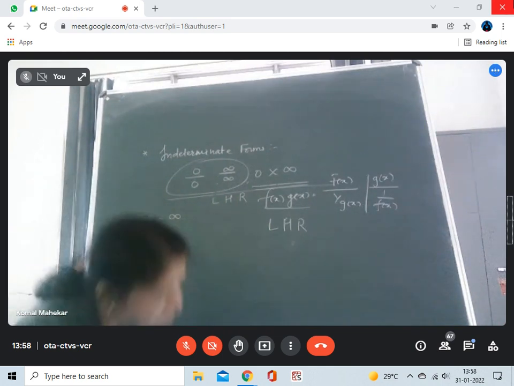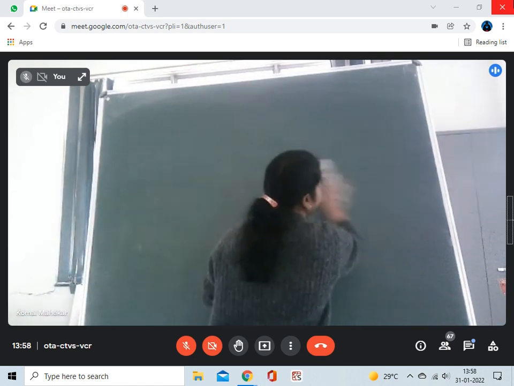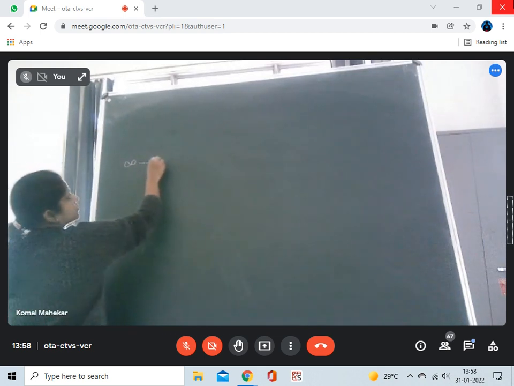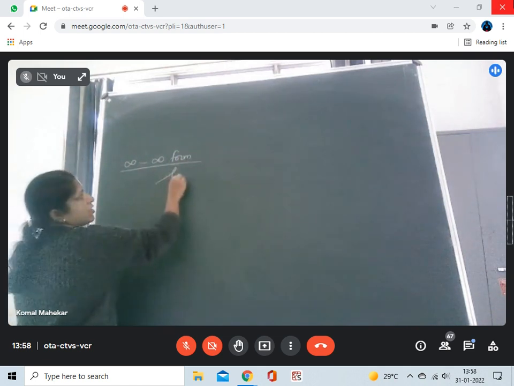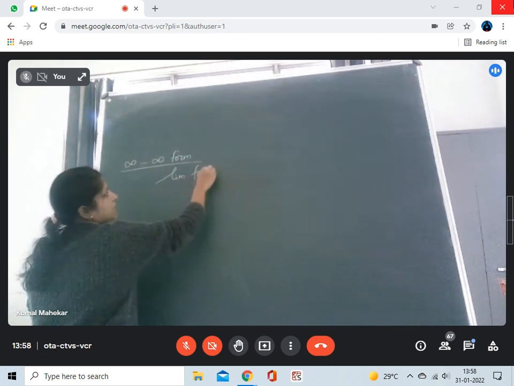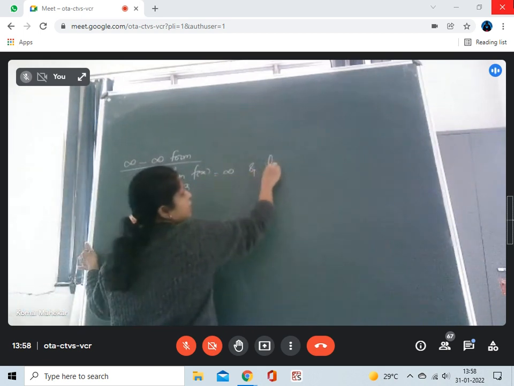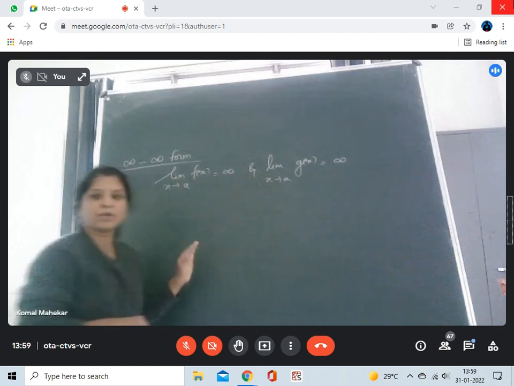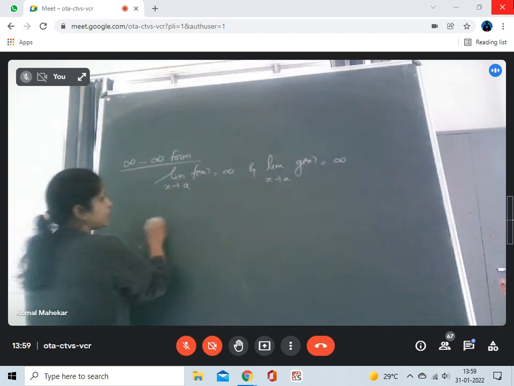Okay. So the next form, infinity minus infinity form. Suppose limit of the function f(x) as x tends to a is infinity, and limit of the second function g(x) as x tends to a, that is also infinity. Means limit of both the functions is equal to infinity.